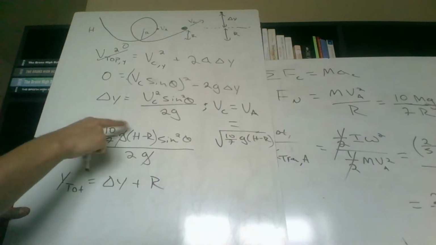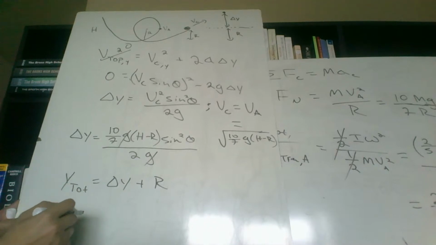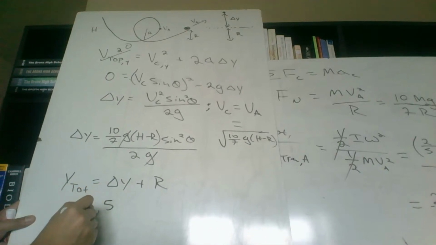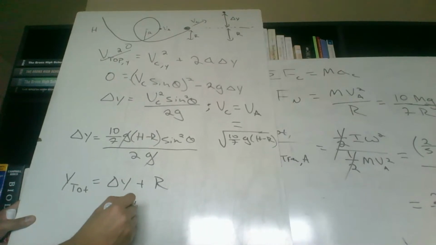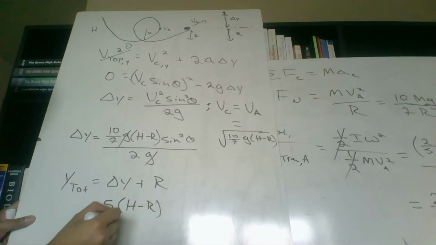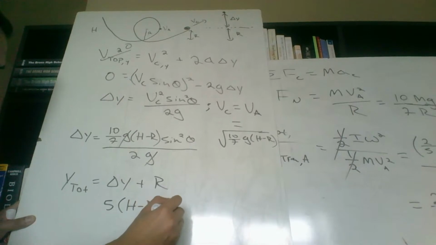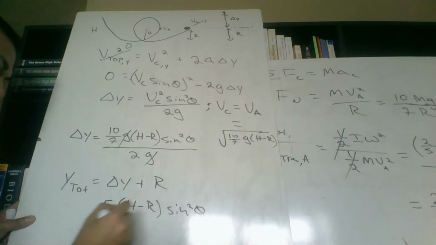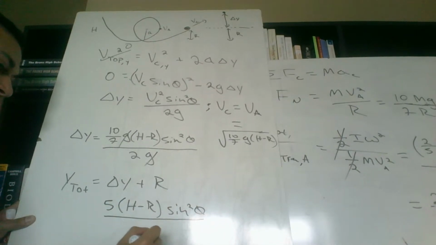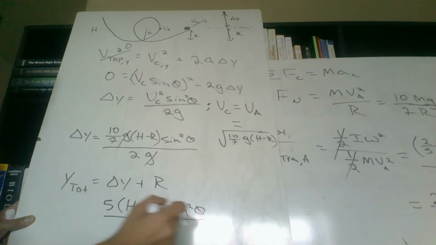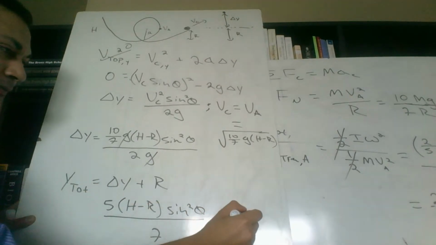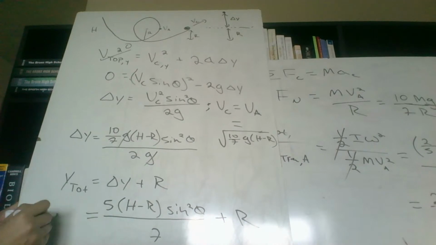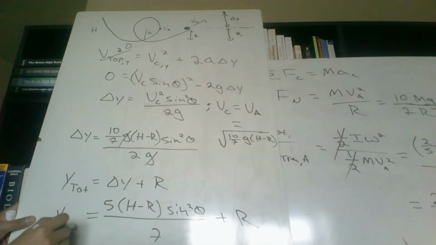And so that's going to equal this stuff cleaned up, which will be 5 times (h minus r sine squared theta) divided by 7. So that's delta y, and you just add to it r. And this is the total height.